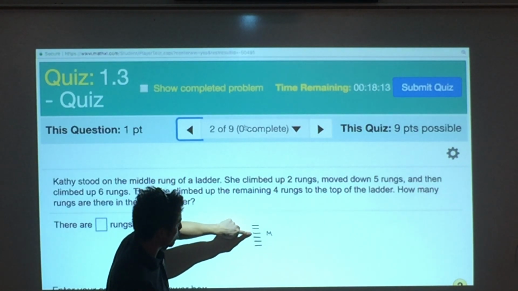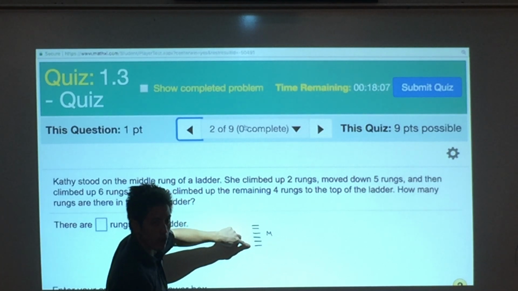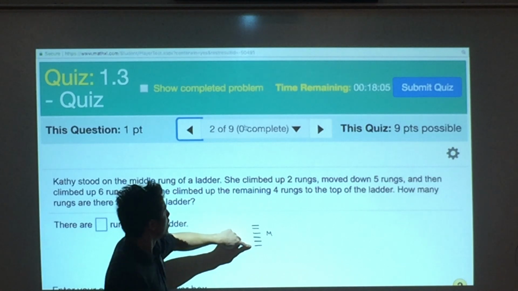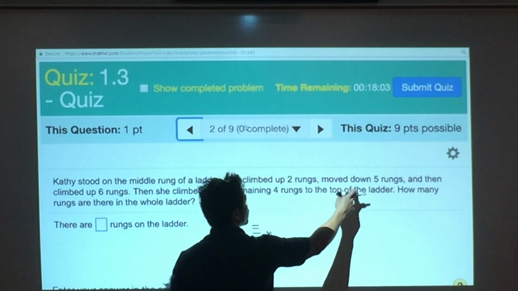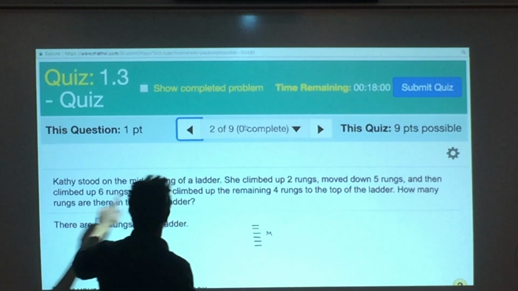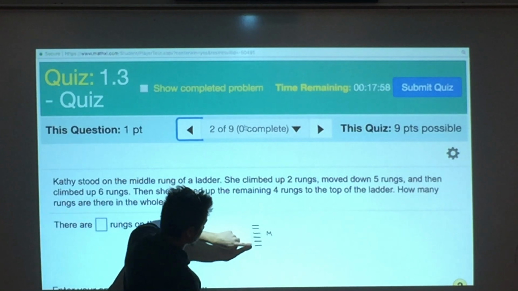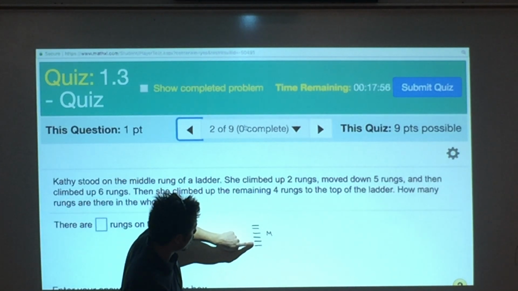So here's the middle rung, the key one right here. Up 2, 1, 2, down 5. 1, 2, 3, 4, 5. With me? Okay. So that one's done. Okay, she moved down 5 rungs and then climbed up 6. Okay, so here's where Kathy's at right now.